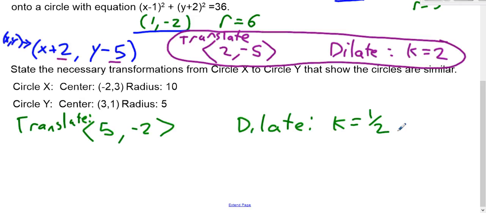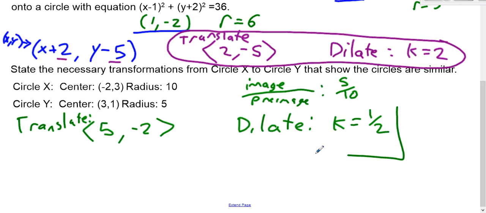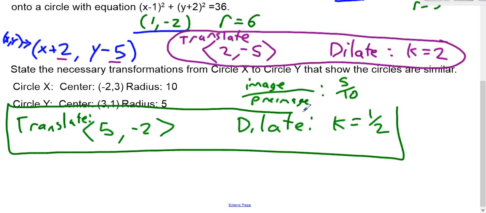As always with scale factors, you can always do the image over the pre-image. Image would be 5. The pre-image before we did anything was 10, and then you just reduce that to get your scale factor. If you can't come up with it, you can figure it out that way. So they are similar because we can translate and dilate and make them match up.